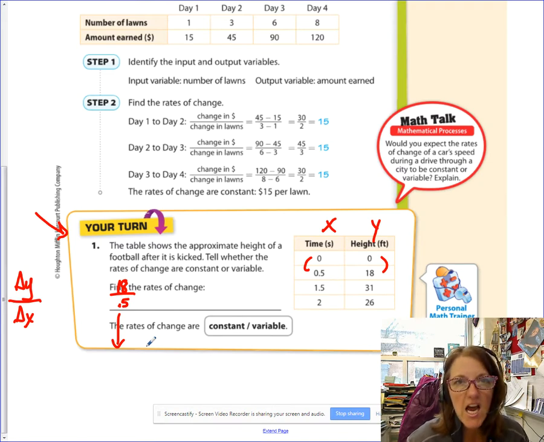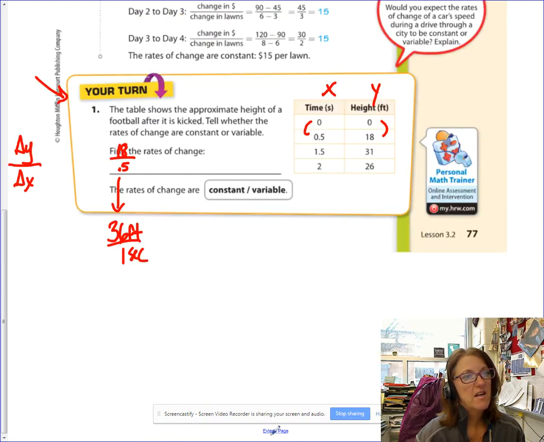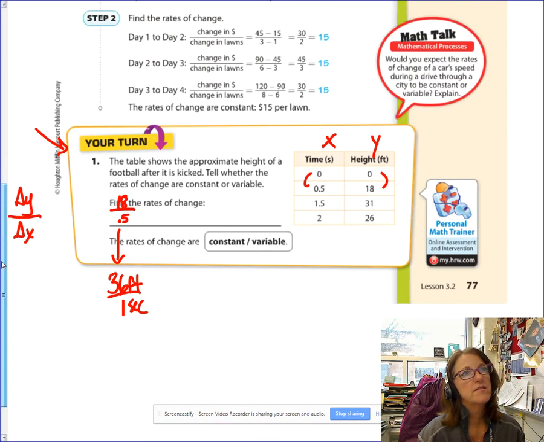That is not 9. 18 divided by 2 is 9. This ends up being 36. So it's 36 feet per 1 second. All right, let's look at the next interval.